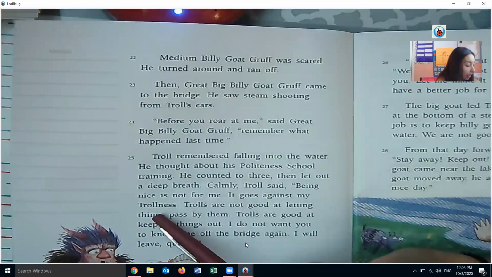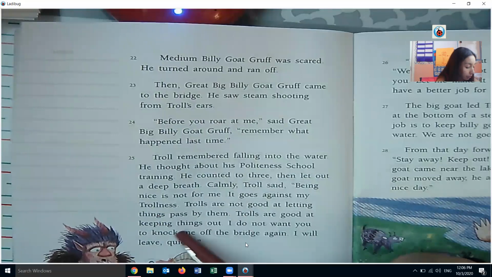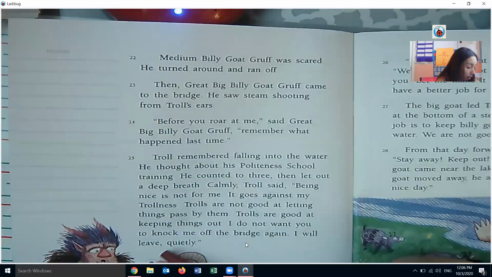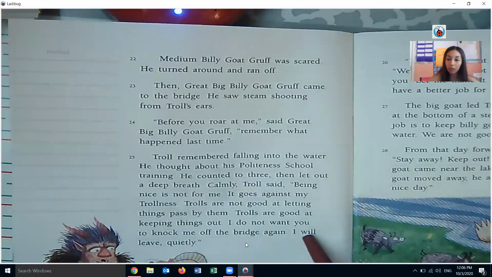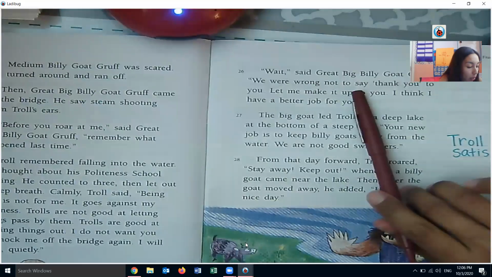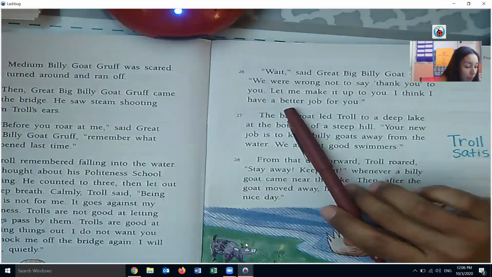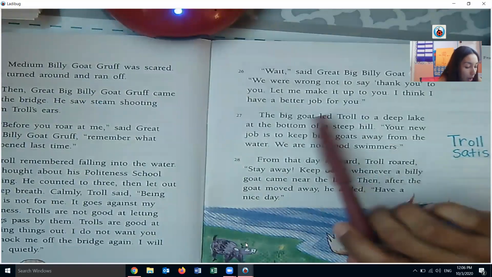"Trolls are not good at letting things pass by them. Trolls are good at keeping things out. I do not want you to knock me off the bridge again. I will leave quietly." "Wait," said great big Billy Goat Gruff. "We were wrong not to say thank you to you. Let me make it up to you. I think I have a better job for you."